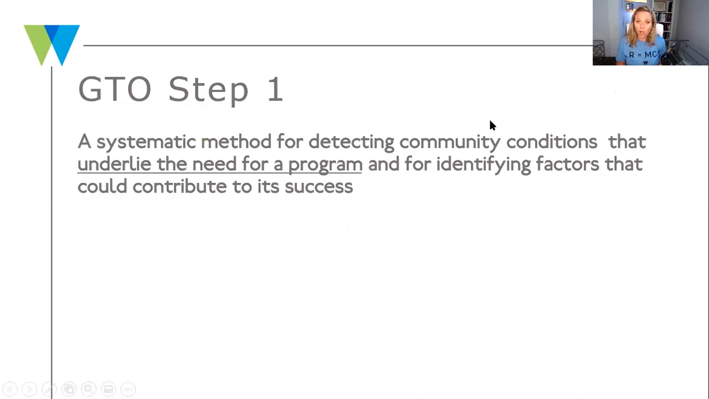So GTO Step 1 is a systematic method for detecting community conditions that underlie the need for a program, and for identifying factors that could contribute to its success. So this is a need. What is the need in the population you're serving? Not what services need to be available. So that's a difference that's a little nuanced but important to think about. When we're talking about the needs assessment here, we're talking about the population you want to change.